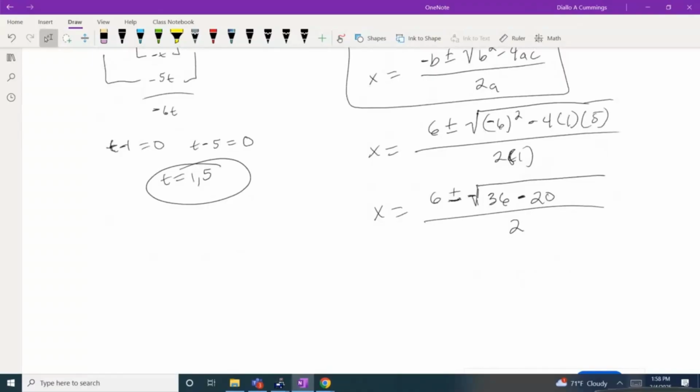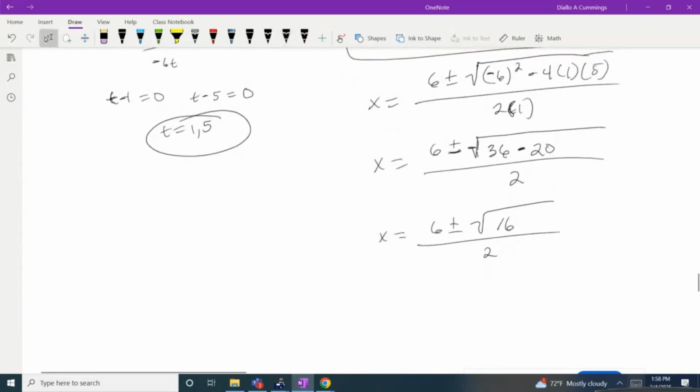All right, so now that we've evaluated our exponent and we've multiplied inside of our square root, the next thing to do is to subtract. So x is equal to 6 plus or minus the square root of 16 over 2. And I'm going to simplify the square root of 16 to 4.